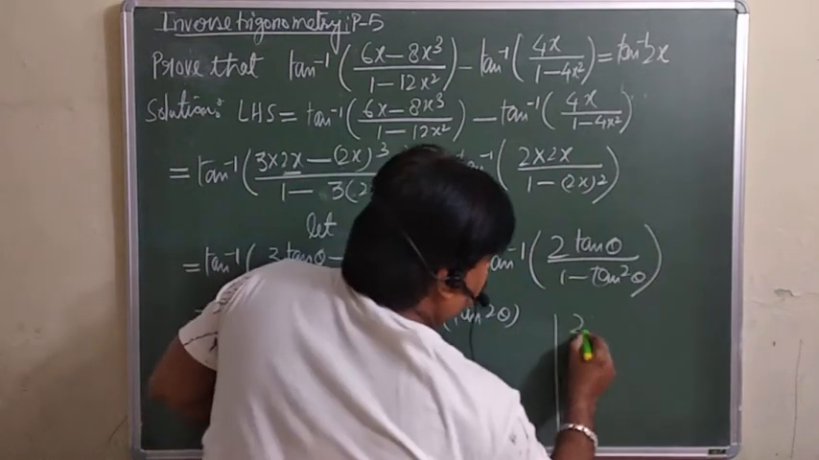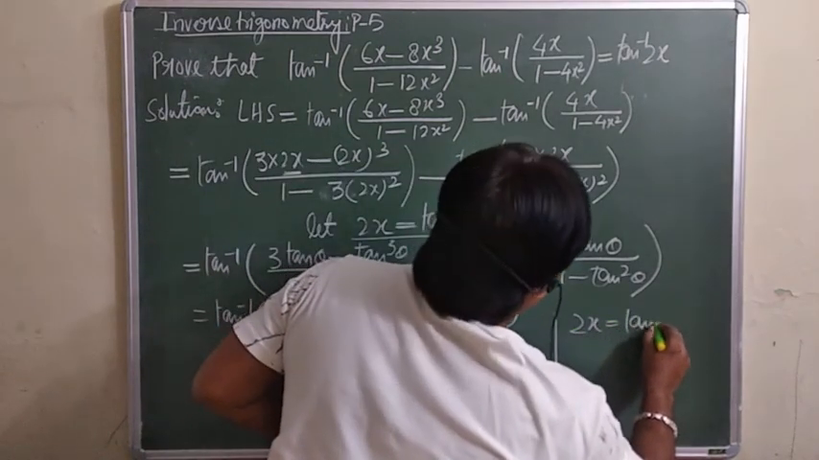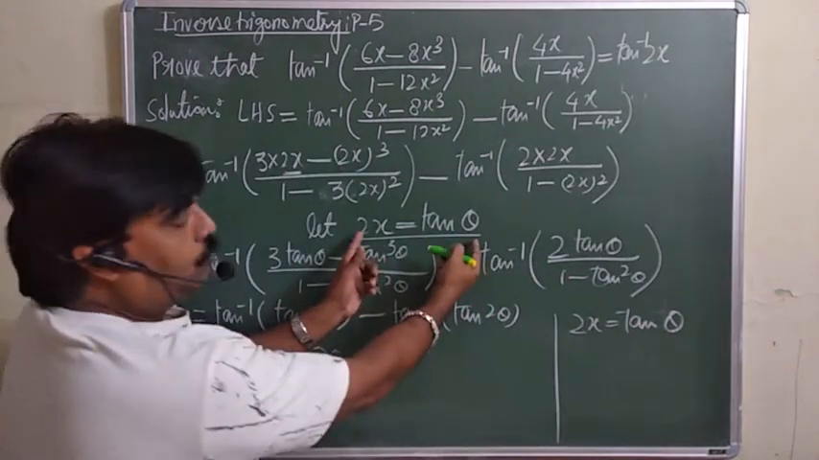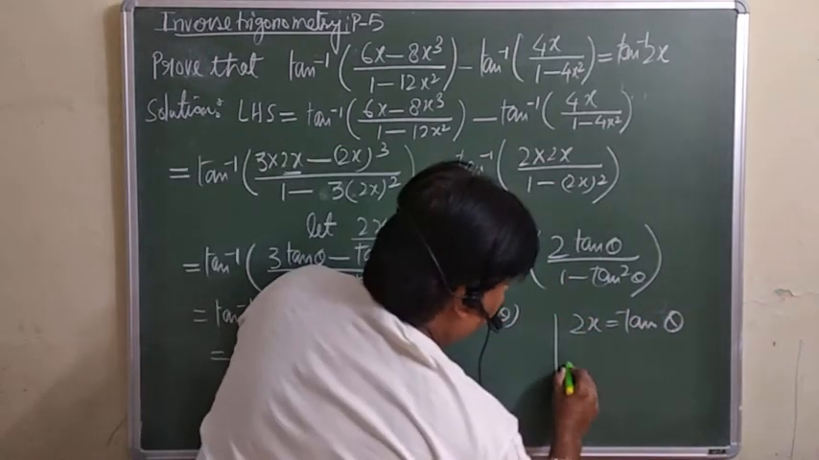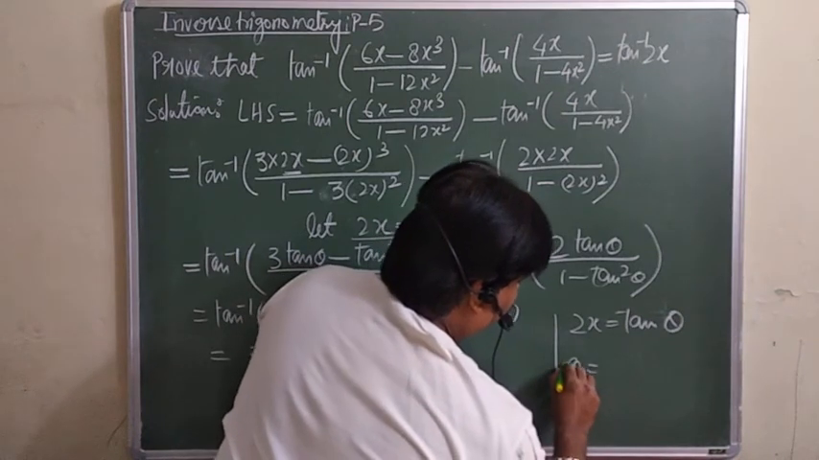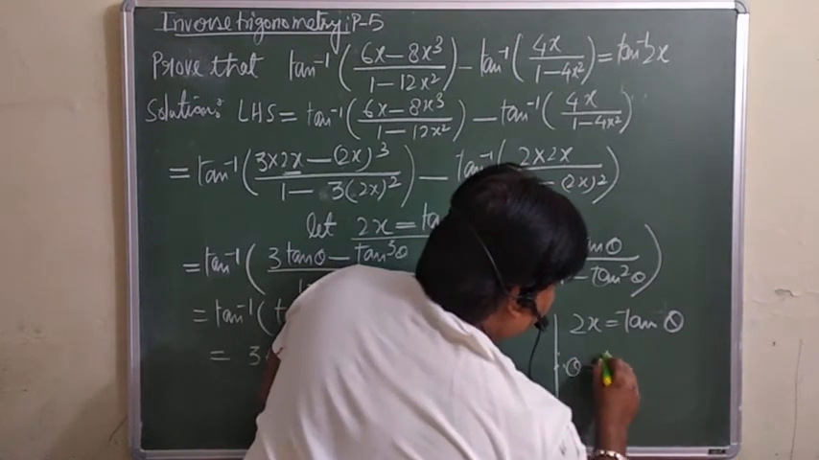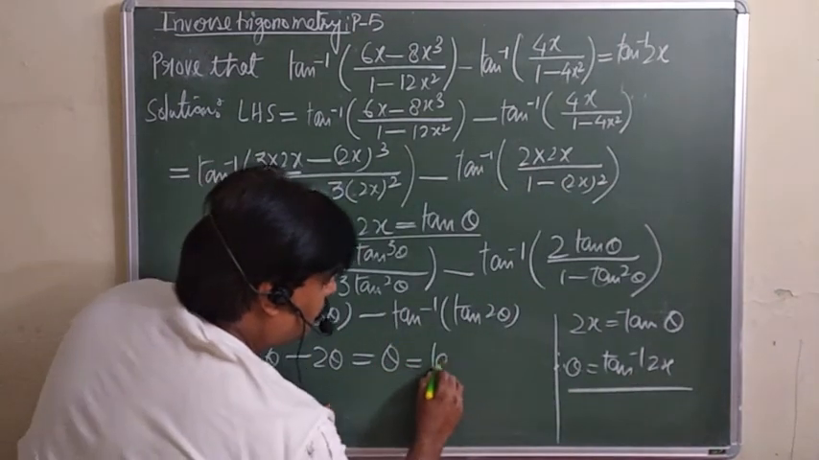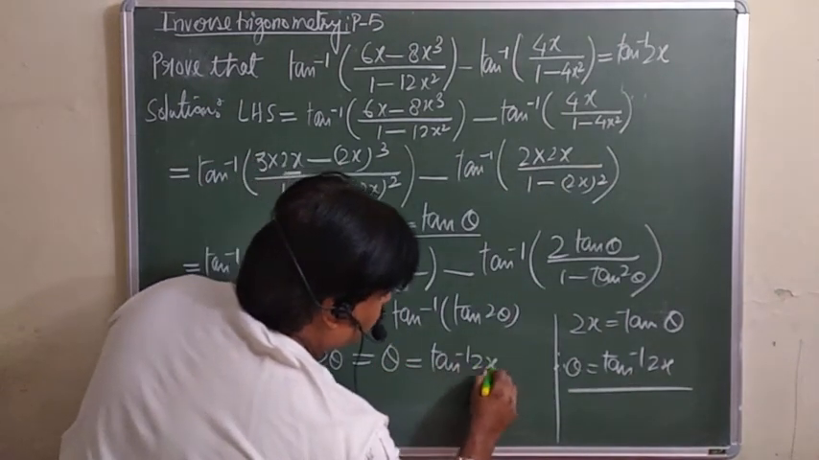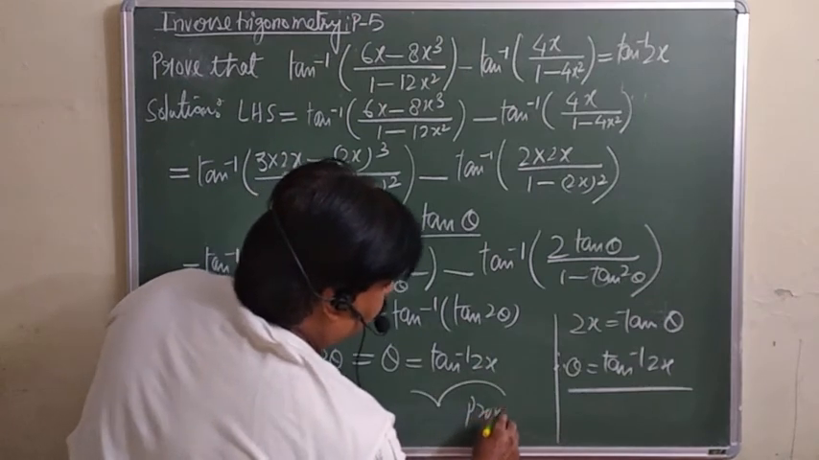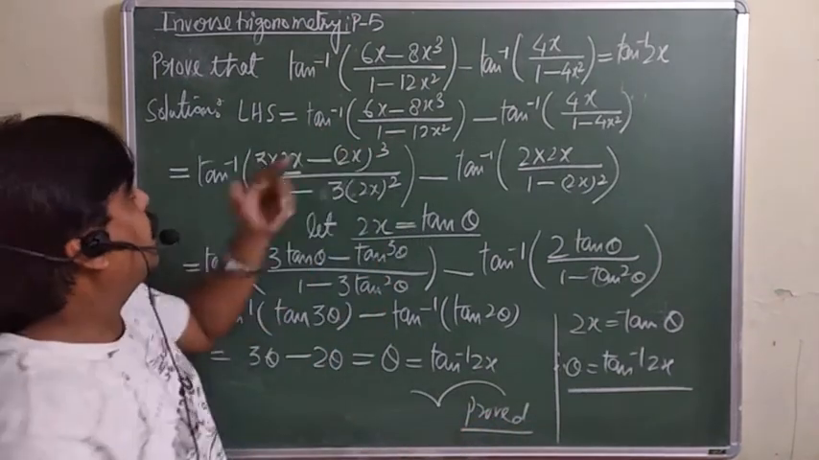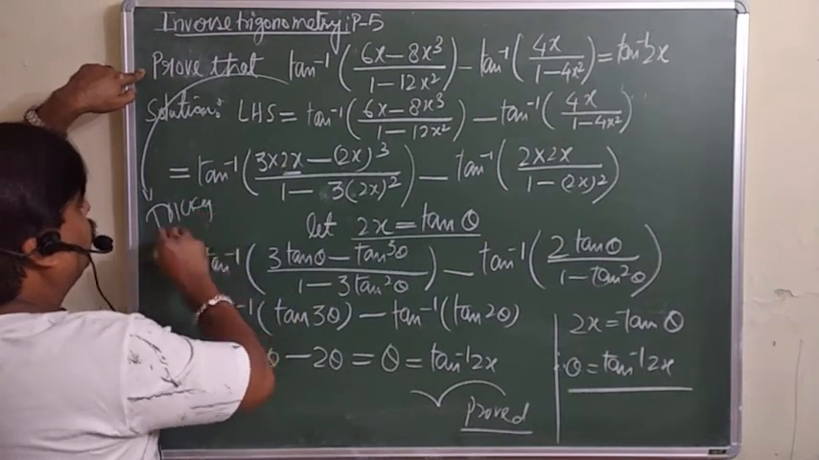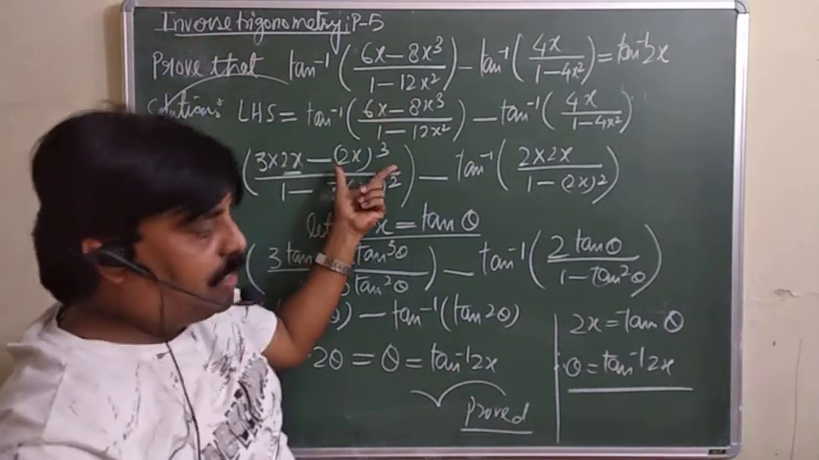So 2x is equal to tan theta, already we assumed here. So from here you can write down, therefore theta is equal to tan inverse 2x. So this is equal to tan inverse 2x, which we want to prove. So if you apply this trick, this is a tricky question, you can say that. If you apply this trick, it's quite easy.